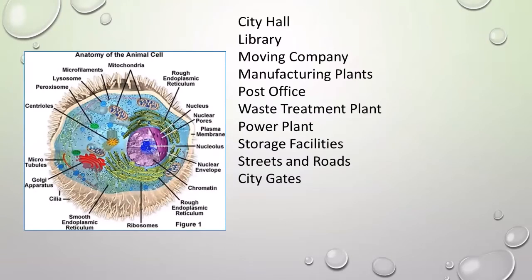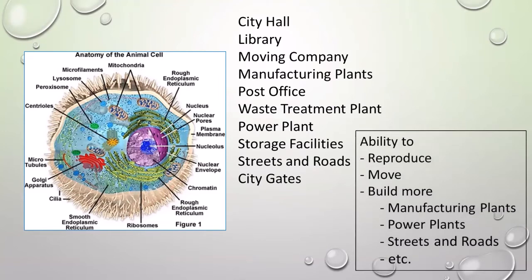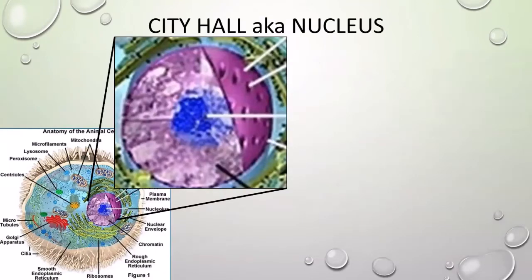What I thought about was the city hall, the library, moving companies, manufacturing plants, post office, waste treatment plant, power plant, storage facilities, streets and roads, and city gates. And in addition to that, this tiny city has the ability to reproduce, move, and build more manufacturing plants, power plants, streets, and roads. So we're going to start with the city hall. In other words, the nucleus.